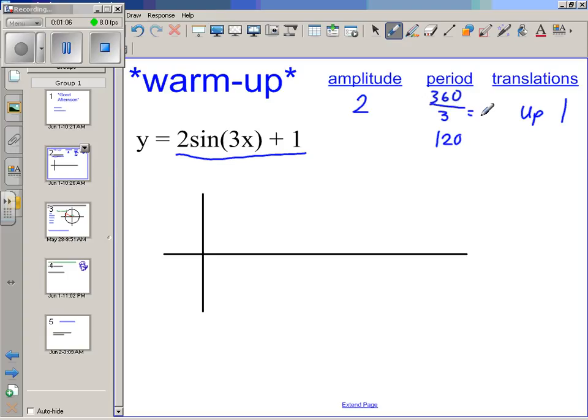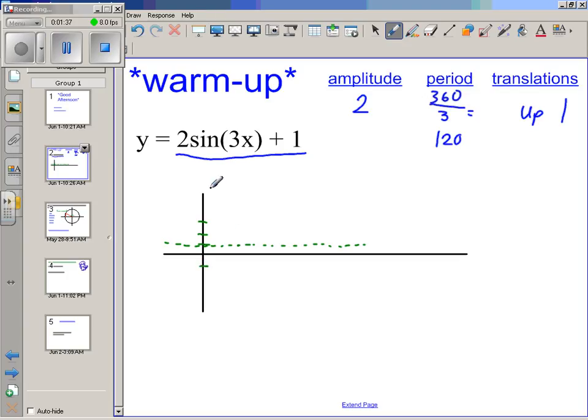Okay, hopefully you've had time to draw your graph. We have an amplitude of 2 here, and our translation is up 1. So we're going to go up 1, and this is our new axis or sinusoidal axis, and that's just a terrible line. I apologize.